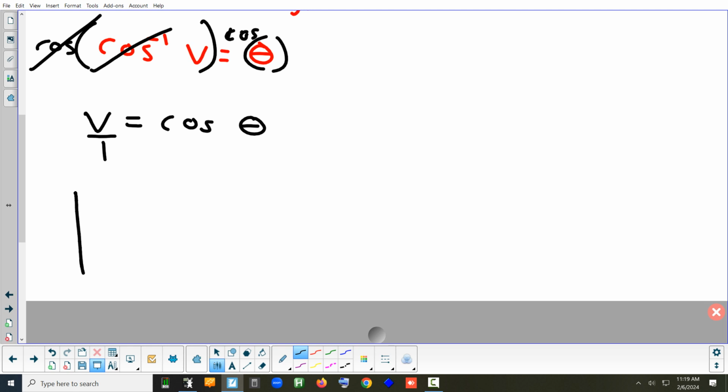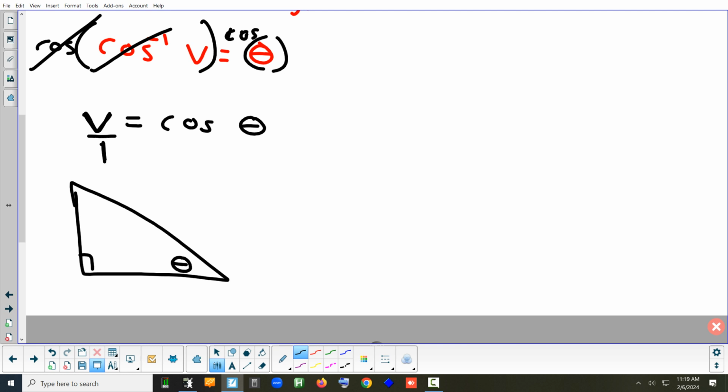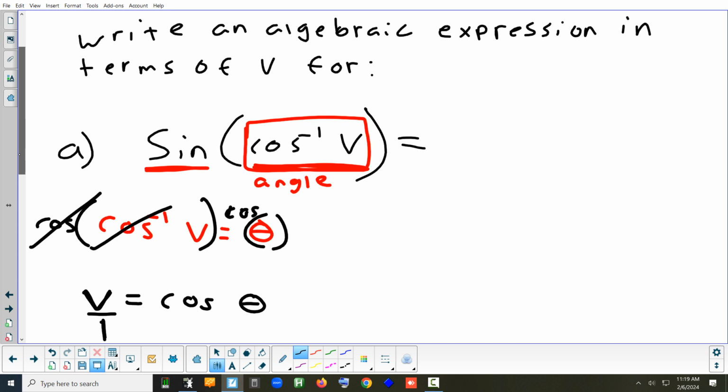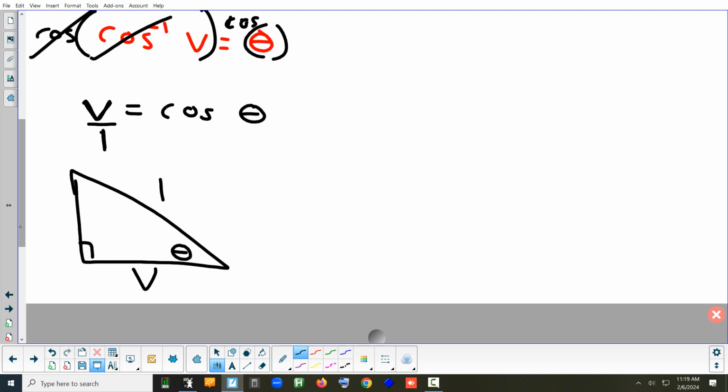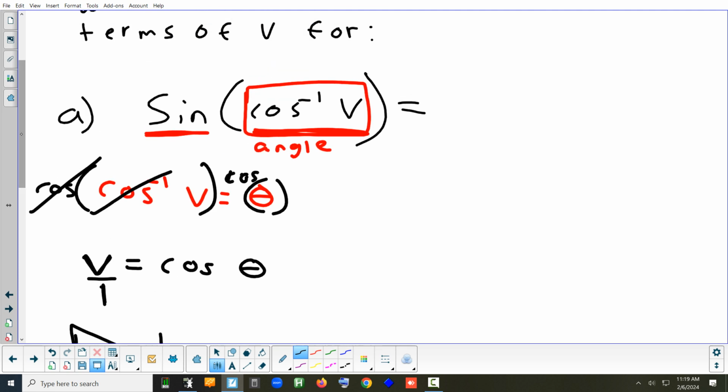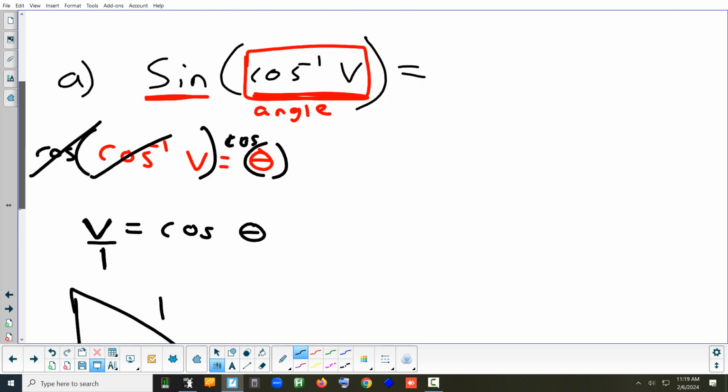You have the adjacent and the hypotenuse. Right. This is the adjacent, v, and 1 is the hypotenuse. Adjacent is v, 1 is the hypotenuse. So what we've done now is we've taken what was in this red box and we turned it into a picture. So this picture is the red box. Any question on the picture?